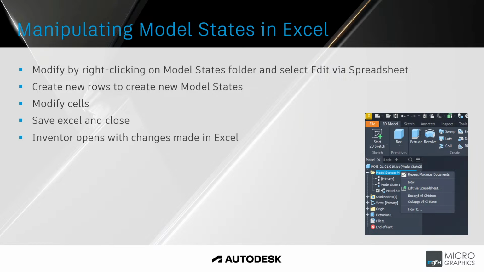Or what you can do is you can edit in Excel. As I said, if you're going to be doing a lot of copying and pasting, then you can edit it via the spreadsheet as well. So right click on the model states folder, edit via spreadsheets, model your new cells, create new rows, save, and then close, and then Inventor will open up with the changes you've made in Excel.